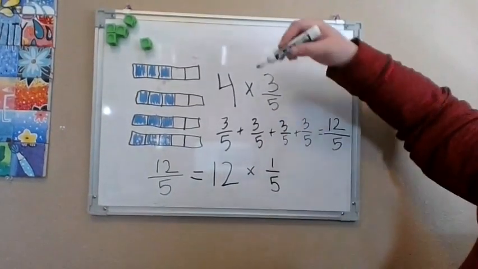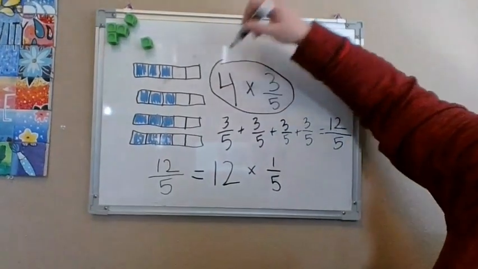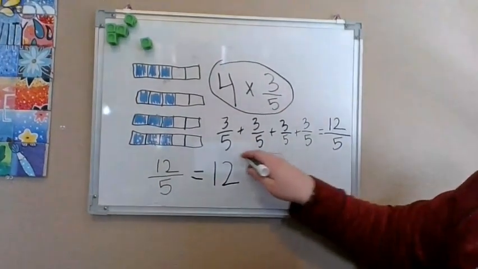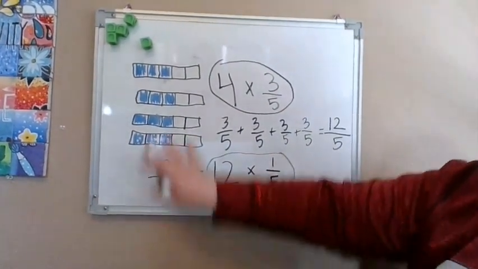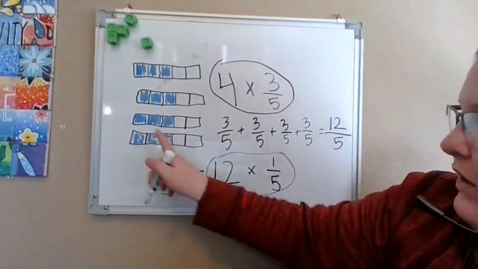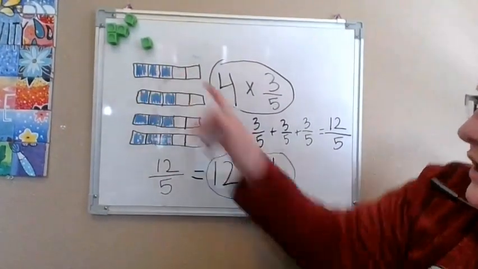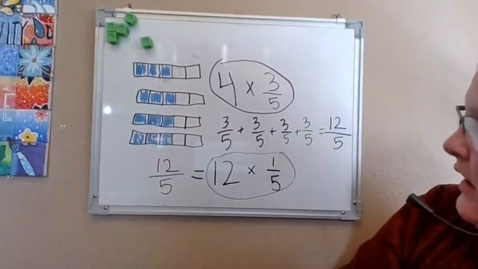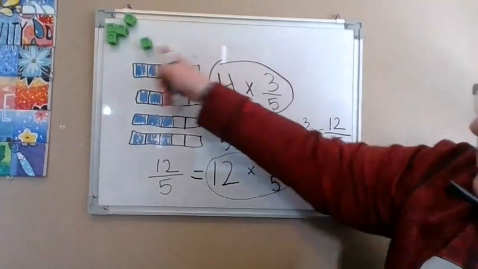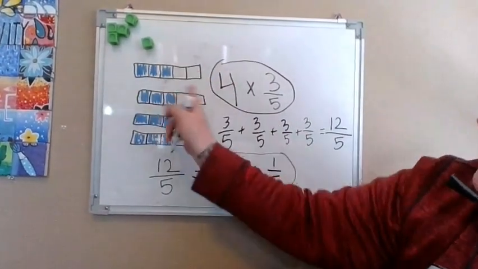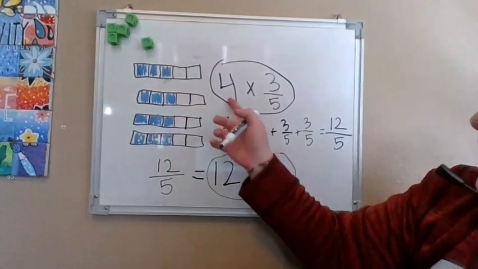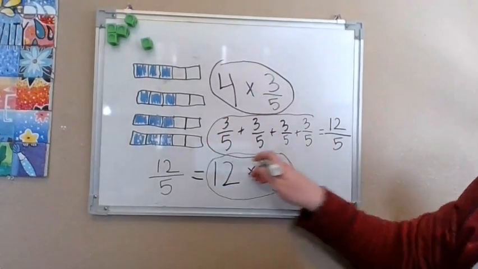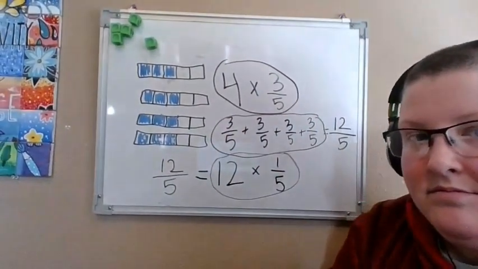So this is a multiplication equation to show this drawing, but this is also a multiplication equation that can show this drawing. I've got 1, 2, 3, 4, 5, 6, 7, 8, 9, 10, 11, 12 groups of that little 1/5 piece. I also have 4 groups of, there's 1 group, 2 groups, 3 groups, 4 groups of 3/5. So there's lots of different ways to look at the exact same visual.